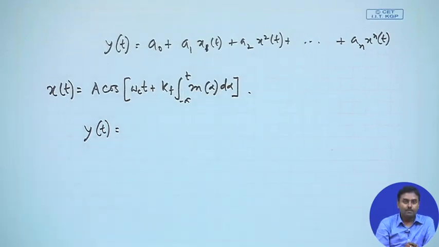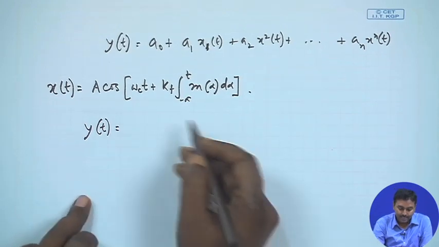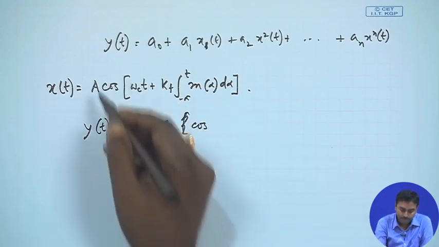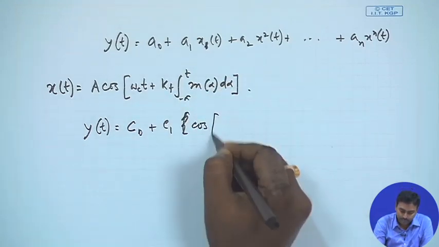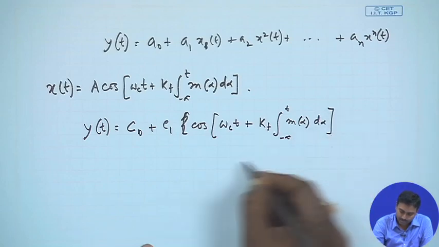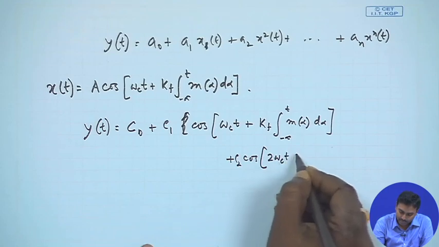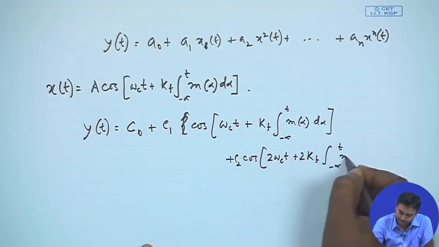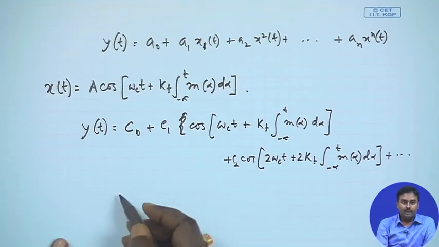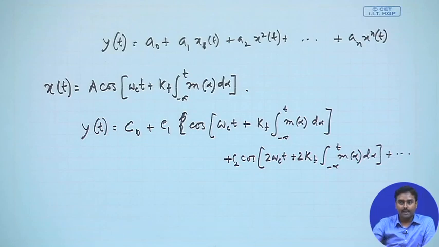This is something we have just done for our direct modulation. If I put it in, I will see something like C0 plus C1 cos(omega_c t plus k_f times the integral from minus infinity to t of m(alpha) d alpha), where of course the A can be taken inside C, plus C2 cos(2 omega_c t plus 2 k_f times the integral), and so on up to the nth term. So, this FM modulated signal, after it passes through this particular channel, will get all these extra higher terms.